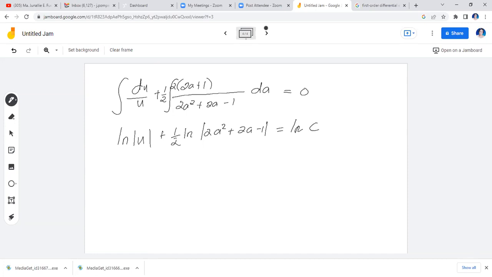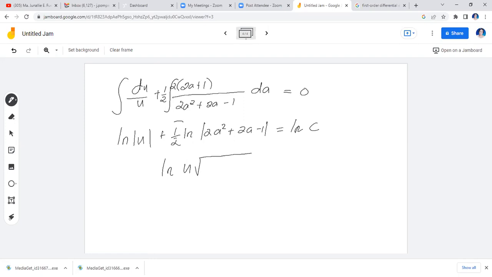That way it's easy to simplify. Okay? Now I'll simplify ln. So this is u added to this. So that's multiplication, right? So you can have u times the square root.